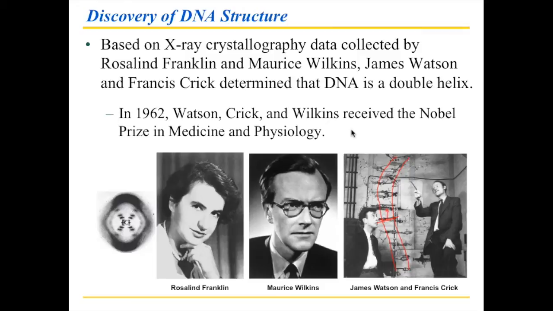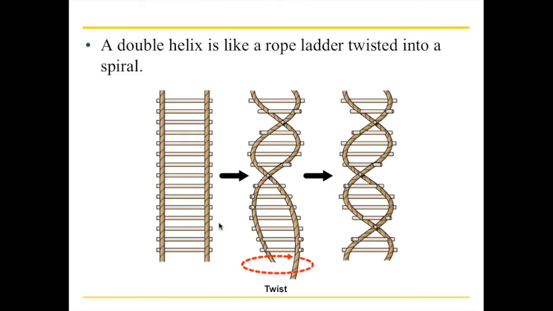The reason why Rosalind Franklin was not part of this Nobel Prize is because Nobel Prizes are not awarded posthumously, and she had died of ovarian cancer at age 38. So she was unable to be named as part of the prize. But she and her work are certainly highly regarded and well recognized. So that's how the DNA structure became known.